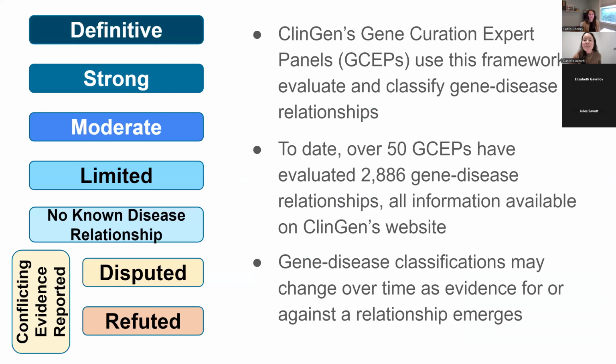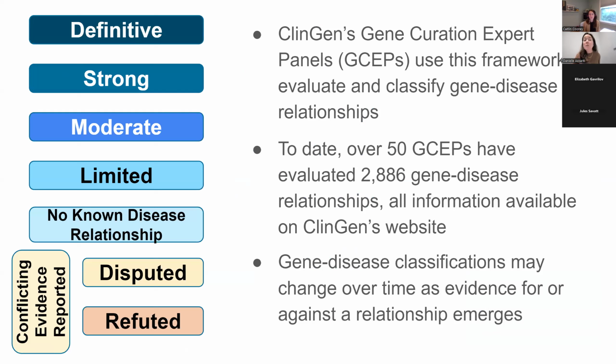Within our ClinGen project, groups we refer to as gene curation expert panels, or GCEPs, are busy using this classification process to evaluate gene disease relationships in specific clinical domains. For example, we have a hereditary cancer GCEP that evaluates genes that have been considered to contribute to cancer predisposition. The GCEPs include clinicians, researchers, and laboratorians who specialize in that clinical area. And once a GCEP has formally approved a gene disease curation, it is made available on ClinGen's website.